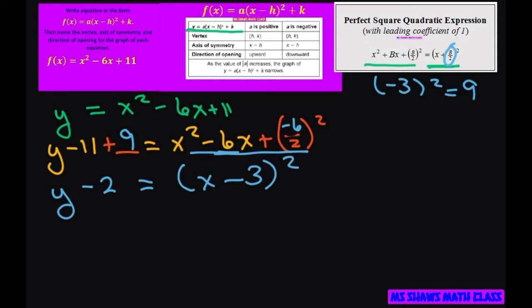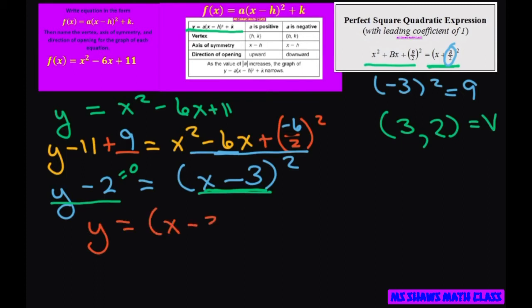Now you can see your vertex from here. You do the opposite. So if you set this to 0, you get y is 2. If you set this x part to 0, you get x is 3. That's your vertex. Now we usually write it in vertex form, so we're going to move that 2 back over. So that's why it's opposite here but the same here, because this 2 really goes with the y.